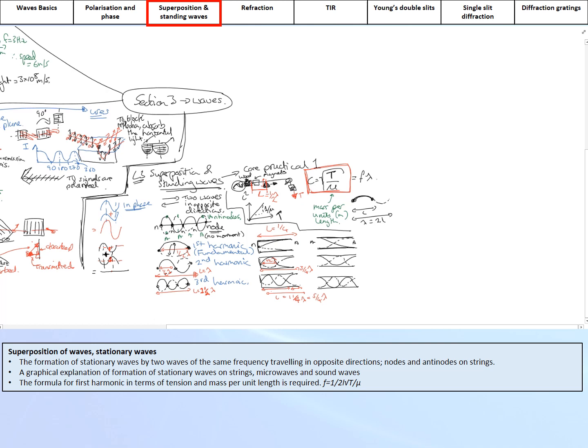So the end result is we have frequency is 1 upon lambda square root of T over mu, and they replace lambda with 2L. And that is on the formula sheet. Frustratingly.